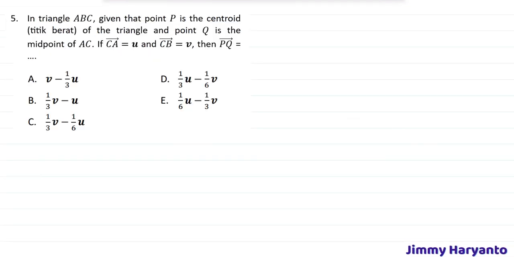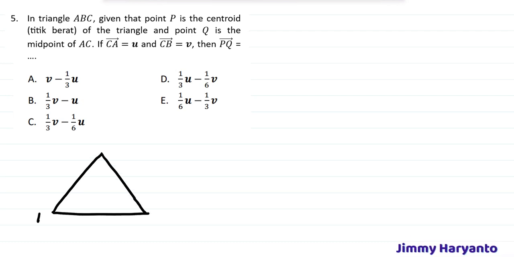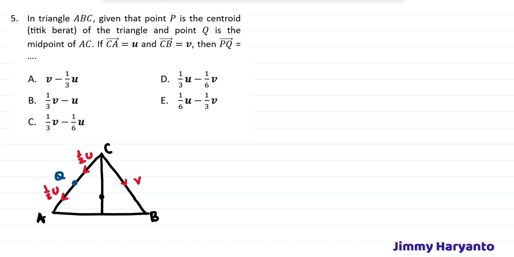Okay, next is question number 5. In the triangle ABC, let's draw the triangle first. So this is the triangle A, B, and C. And then point P is the centroid, titik berat ya. Centroid is just right there. And then we have CA equals U, and then CB equals V. And then we have to find PQ. Where is Q? Q is the midpoint of AC. So this one is Q. That means the U is split in half, so it will be half U and half U like that.